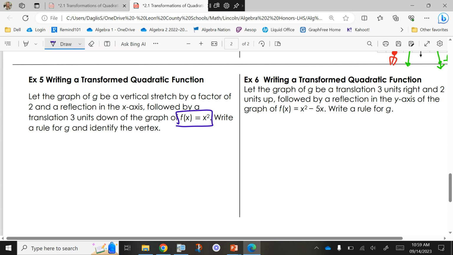That's where we're starting. From there, it's going to be a stretch of 2, a reflection across the x, and then going 3 up. So how do I show that in a function? A reflection is going to be the negative, right, on the outside. A vertical stretch by a factor of 2 is multiplying by a 2 on the outside, right? And then translation of 3 units up, we're going to do a plus 3 on the end.